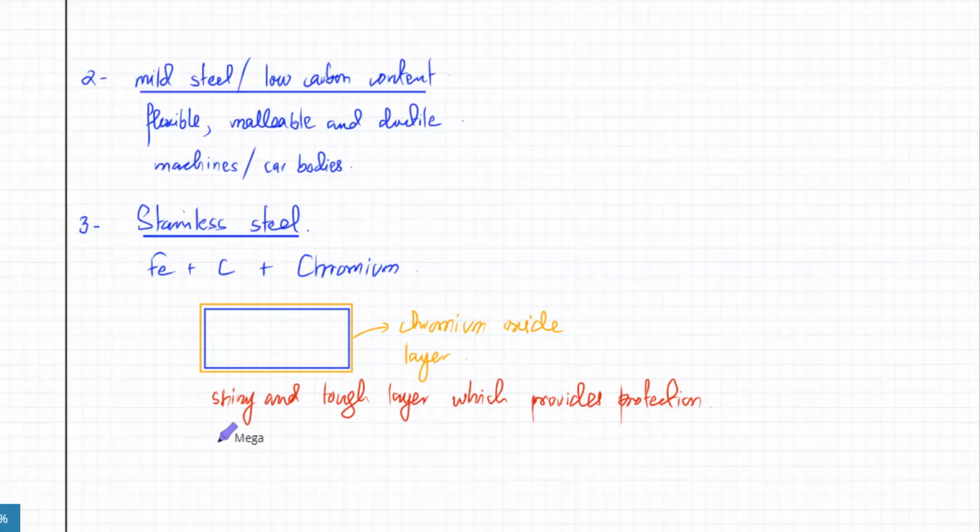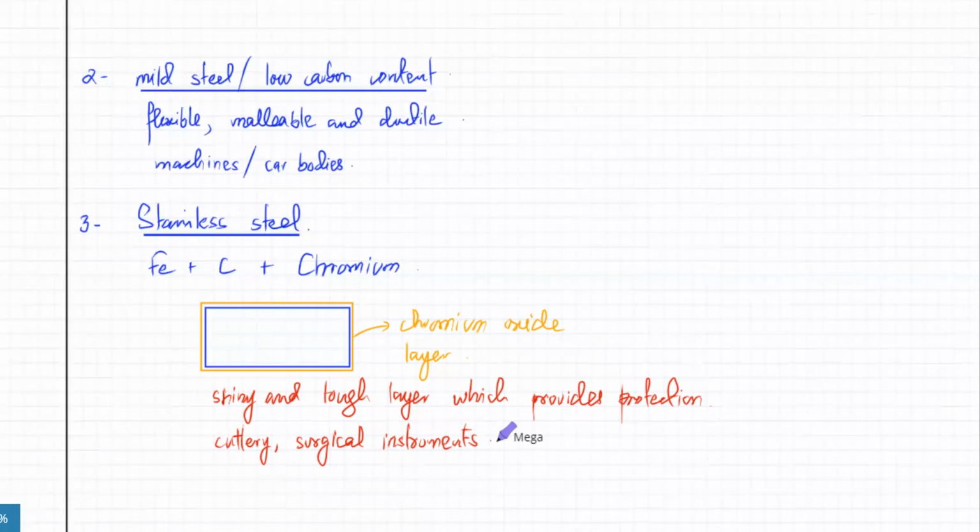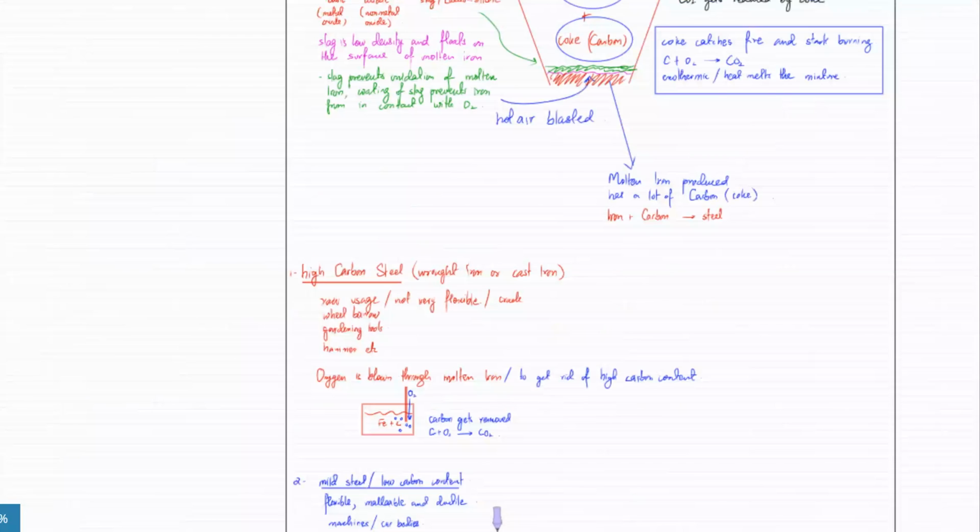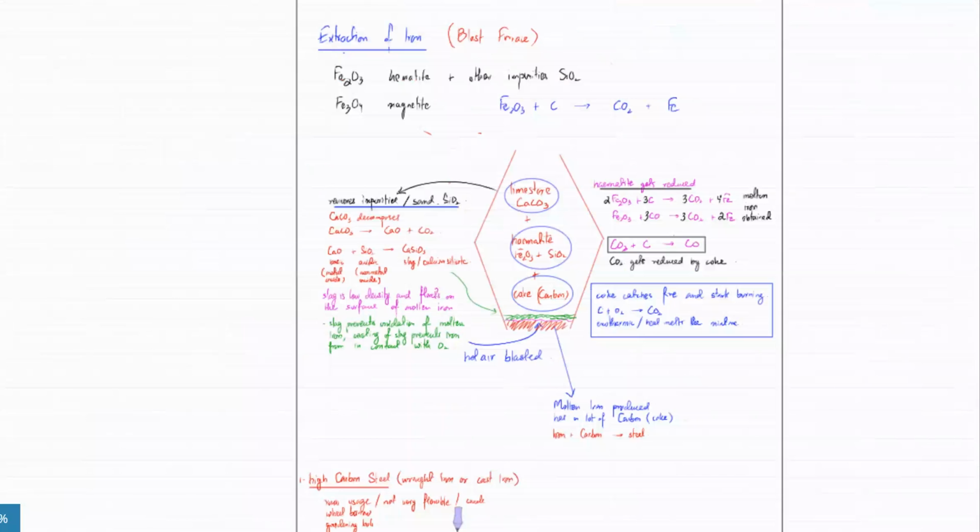तो इसमें क्या क्या use होता है? Cutlery, you have your surgical instruments, so all these things are made from stainless steel. तो ये सारा याद रखते हैं इसके बारे में, blast furnace से लेके all the details have to be remembered about extraction.